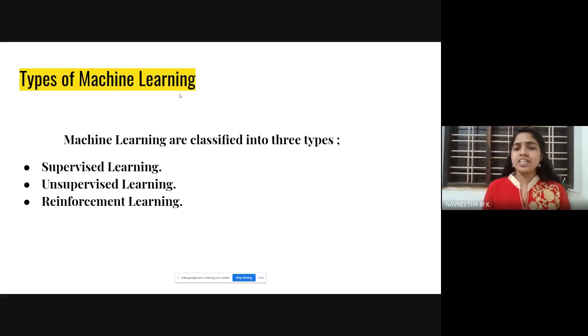There are mainly three types of machine learning. First one is supervised machine learning. Second one, unsupervised learning. Third one is reinforcement learning.